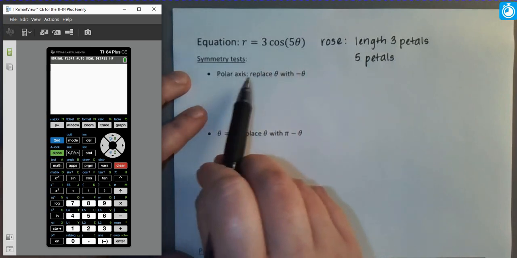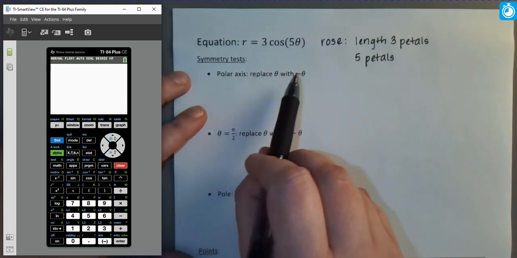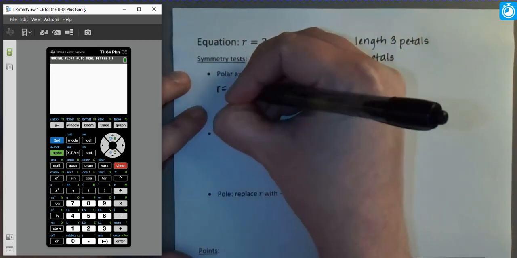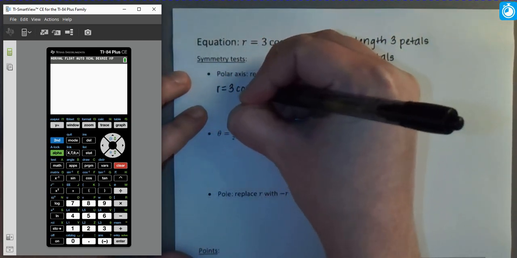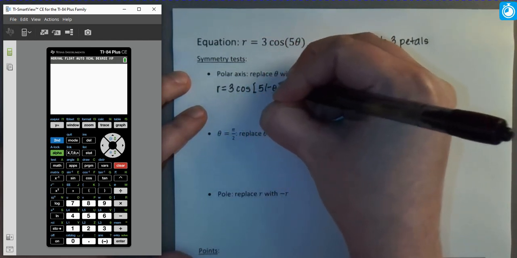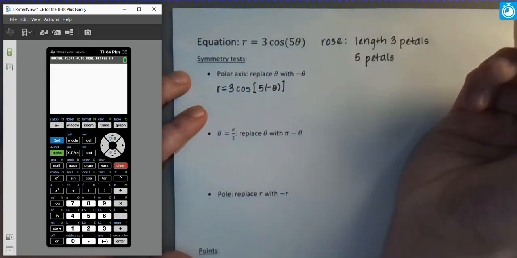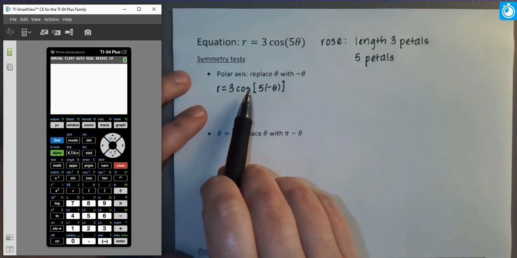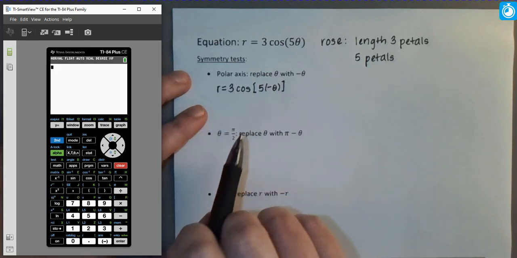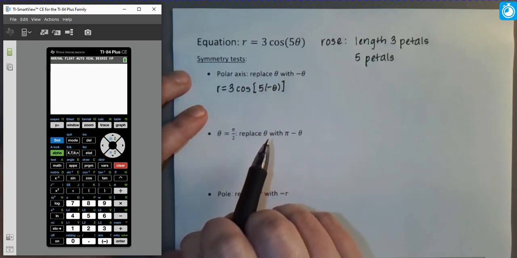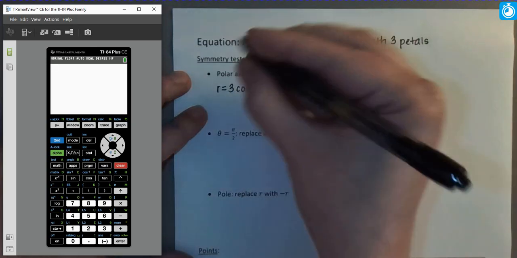So in order to test for polar axis symmetry, I'm going to replace theta with negative theta in my equation. So r is equal to 3 times the cosine of 5 times negative theta. Okay, then I go to my even, odd, or my parity rules. Cosine is going to be an even function, which means the cosine of negative theta is the same thing as the cosine of positive theta. So that means this negative here essentially is going to disappear because cosine is an even function.